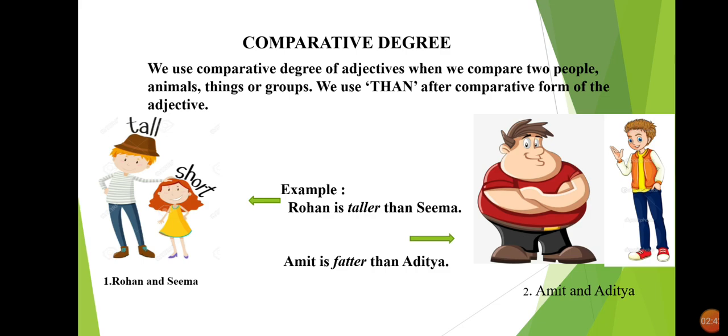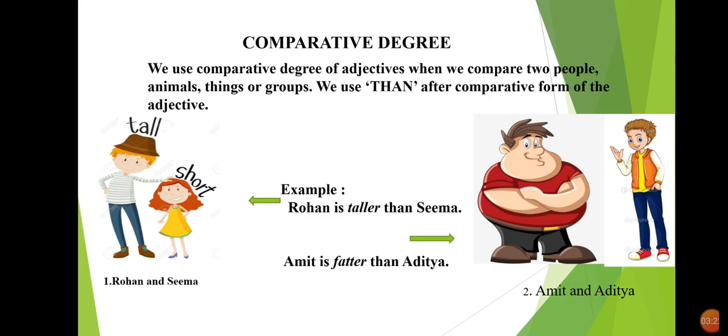Have a look at the first picture, Rohan and Seema. You can see Rohan is tall, whereas Seema is short. When we talk about individual Rohan, we say Rohan is tall and Seema is short. But when we have to compare the height of these two, we say Rohan is taller than Seema. Or the other way around, you can say Seema is shorter than Rohan. Here you can see we have used the word than after the comparative form of the adjective, that is taller.